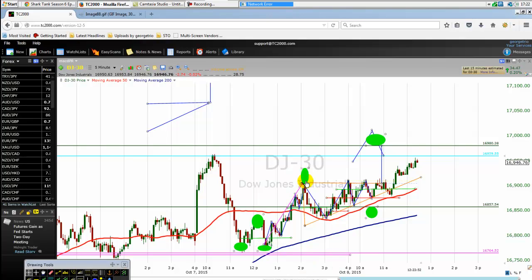which has been subdivided into five minor waves: first minor wave, second minor wave, third minor wave, fourth minor wave, and the fifth minor wave. Now, this is the first wave.